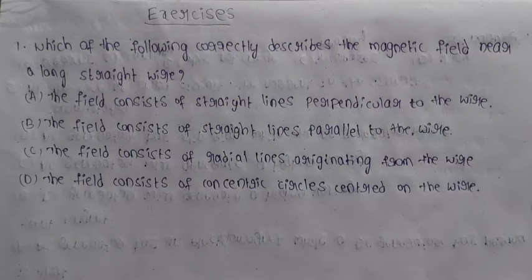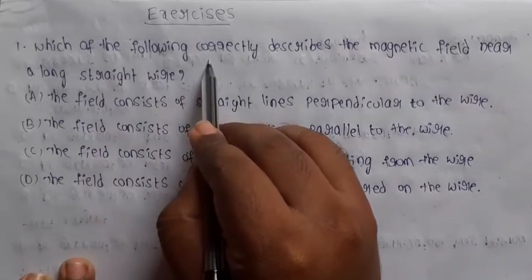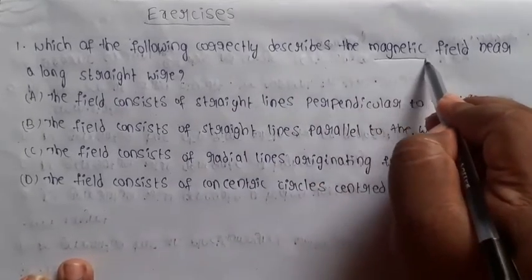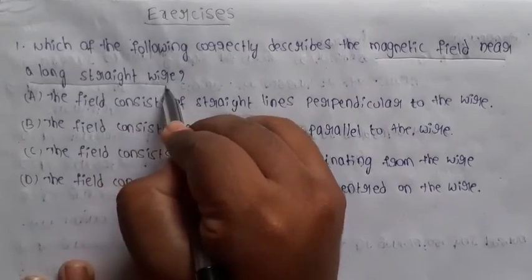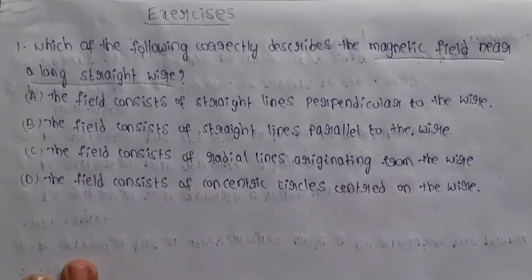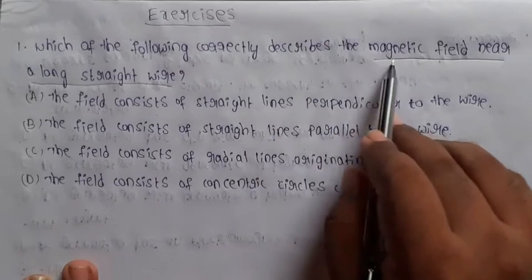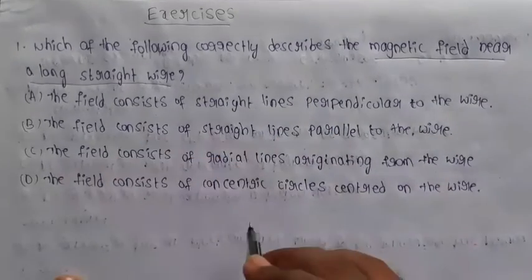Exercise questions from the chapter Magnetic Effects of Electric Current. First question, which of the following correctly describes the magnetic field near a long straight wire?